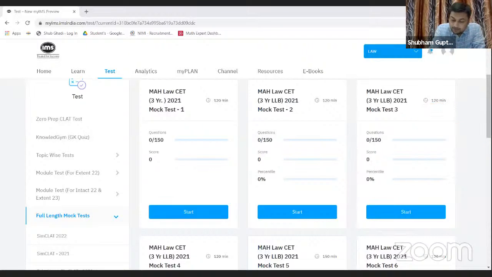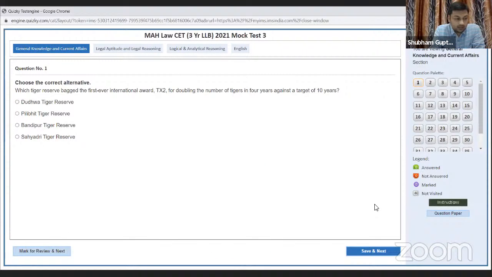So we have planned that we will do mock number 3. So I hope you guys are able to see the mock, right? I think the mock is visible. I have shared the screen of the mock with everyone, right? Is the mock screen visible to everyone? Yes.